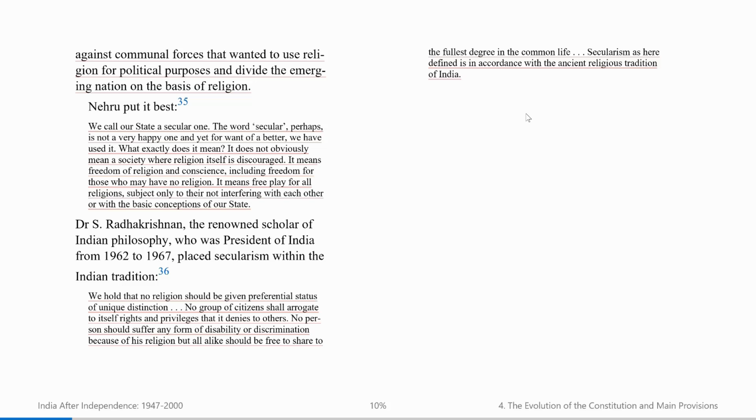Now, S. Radhakrishnan, he was a renowned scholar and also the President of India from 62 to 67. He said that secularism is a part of Indian tradition. He says we hold that no religion should be given a preferential status or unique distinction. No group of people shall arrogate to itself rights and privileges that it denies to others. No person should suffer any form of disability or discrimination because of his religion, but all alike should be free to share in the fullest degree in common life. Secularism, as here defined, is in accordance with the ancient religious tradition of India. Okay, so that is the idea.